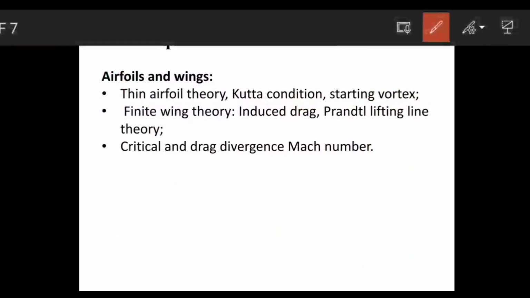So the remaining topic in airfoils and wings is the thin airfoil theory. The Kutta condition is very important, because we are learning whether the flow leaves the airfoil with the same velocity. That is very important: the flow leaves through the trailing edge of the wing or airfoil at the same velocity at the same point, and the starting vortex is also important to understand the formation of lift.